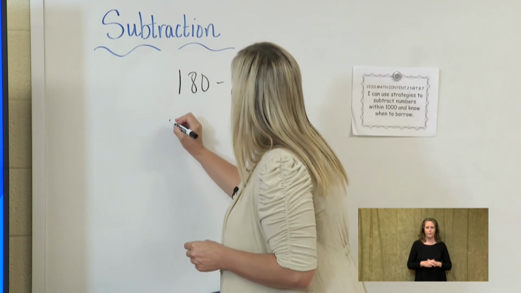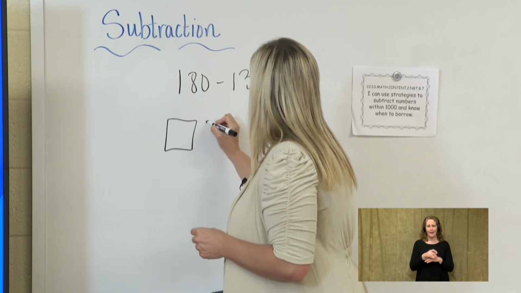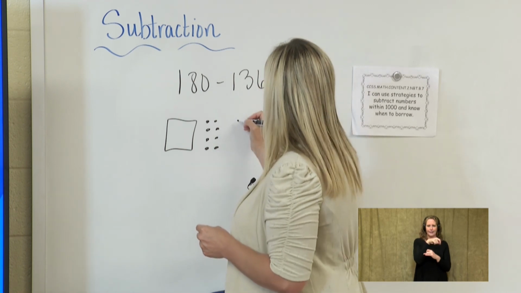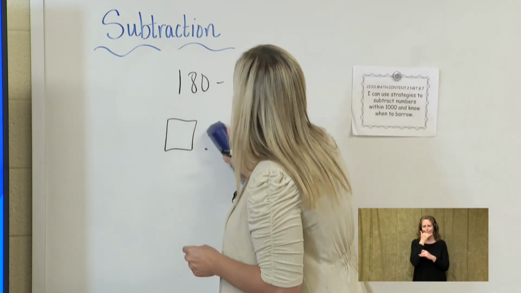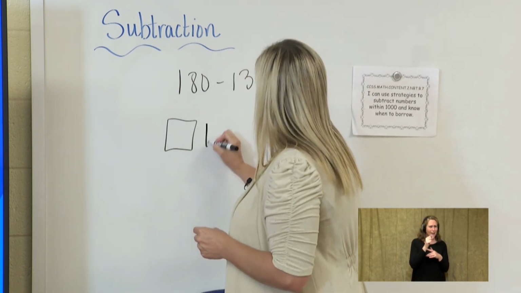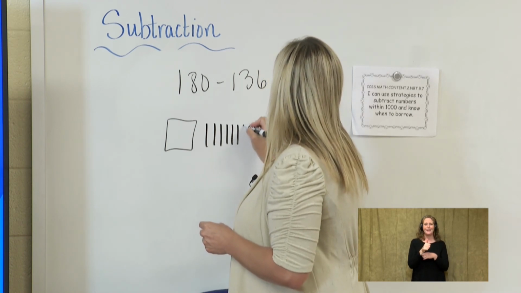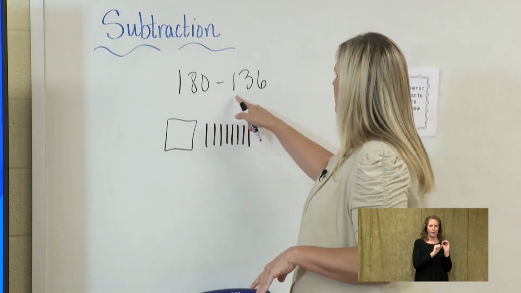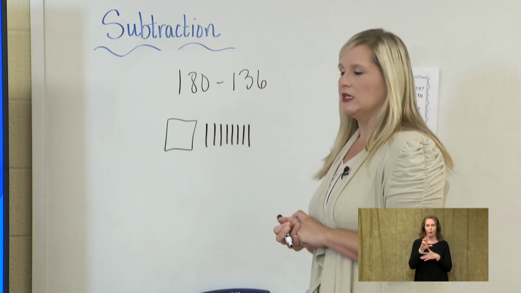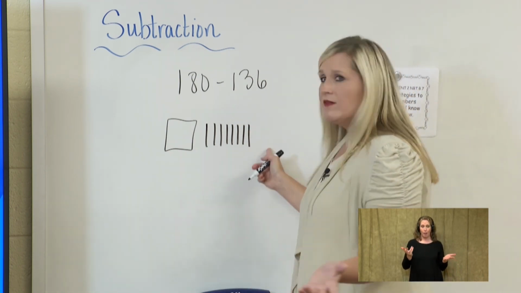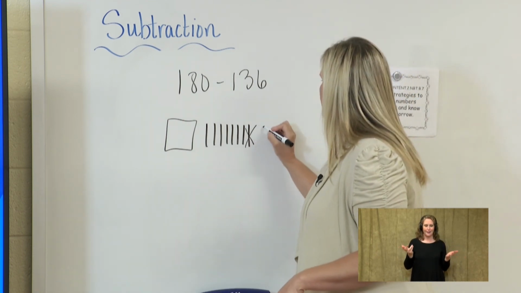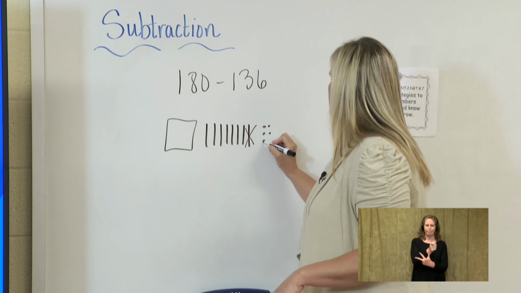So let's make 180. So we have 100, 8 tens. Oh, I wrote ones for tens. I'm silly. 1, 2, 3, 4, 5, 6, 7, 8. And then we have 0 ones. So we don't have to write any ones. All right, but we need to take away 136. Well, I don't have any ones. What do I need to do? That's right. I'm going to take this 10 and turn it into ones.